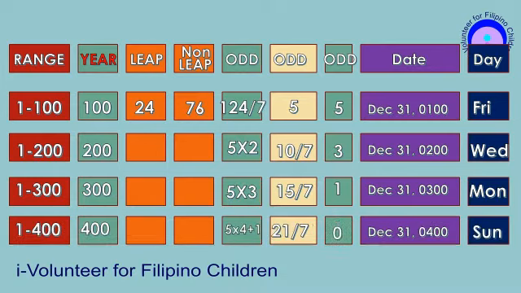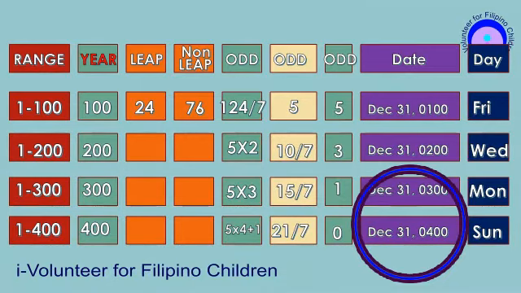Please be reminded that in the first 400 years, we are not just multiplying 5 by 4, but we are adding 1 odd day. So 20 plus 1 is equal to 21 divided by 7 is equal to 0. Remember that for every 400 years, it is a leap year and it will be reset into 0. In other words, December 31st, year 400 is a Sunday.